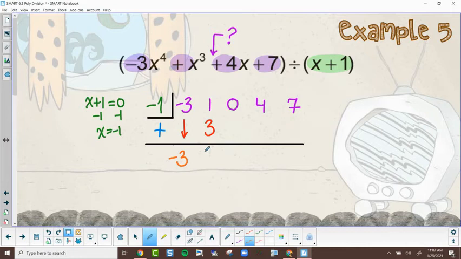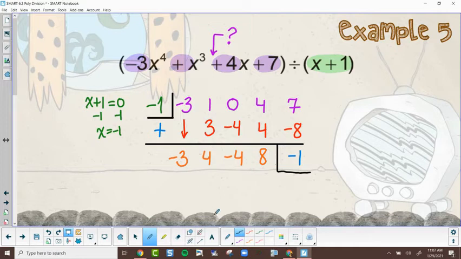1 plus 3 gives you 4. Multiply. 4 times negative 1 is negative 4. Always add. 0 minus 4 is negative 4. Multiply again. Negative 4 times negative 1 is positive 4. Add them up. 4 plus 4 gives you 8. I've got 8 times negative 1 is negative 8, leaving me with a negative 1 left over. I'm going to go ahead and draw that.